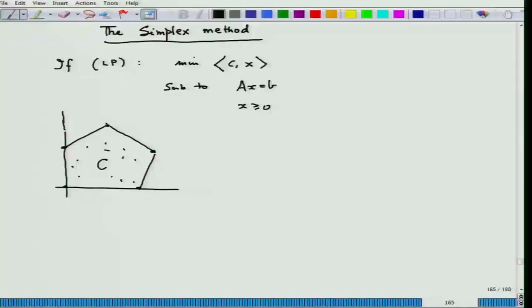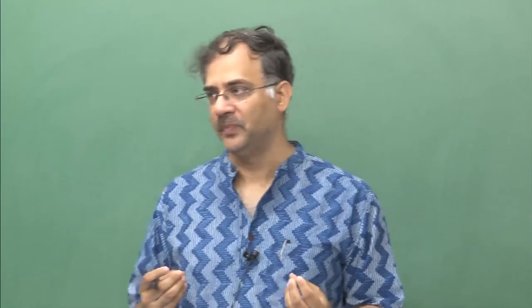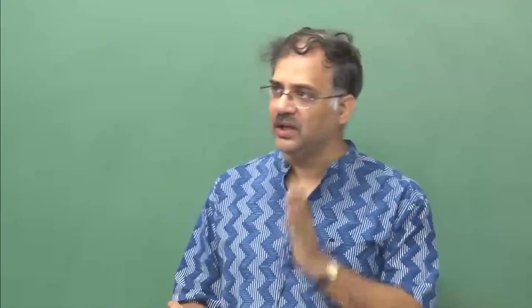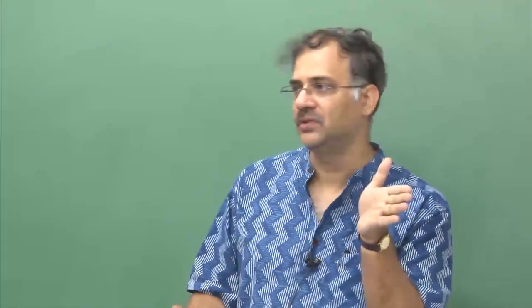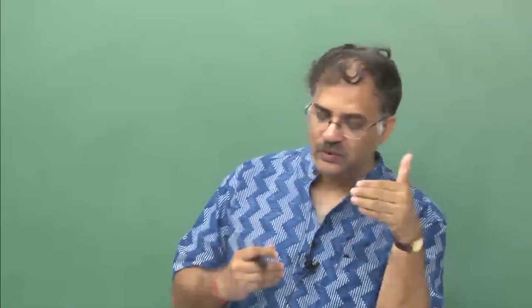So, we would rather try to find a clever way. If I am on a vertex, and I know that this vertex is not optimal, then I have to find a clever way to go from one vertex to another vertex so that my objective value decreases, because I want to minimize the function. Now, how do we do that?